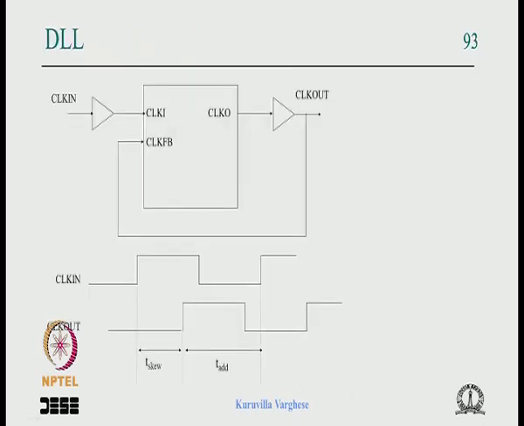We should also look at the delay lock loop available in an FPGA, which is used to remove the skew between the input clock and output clock.